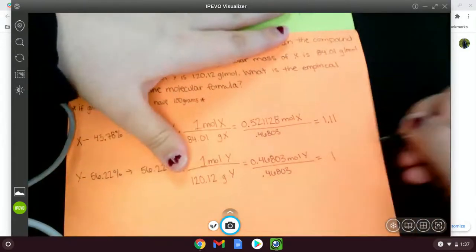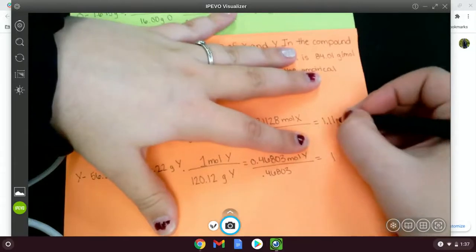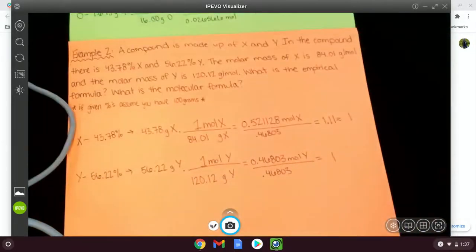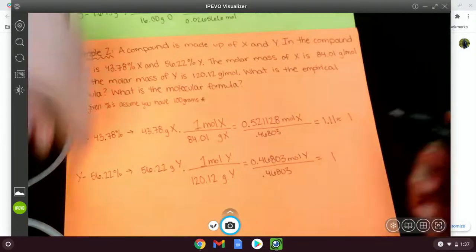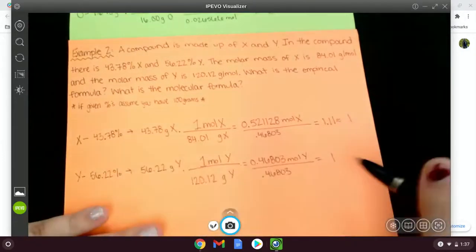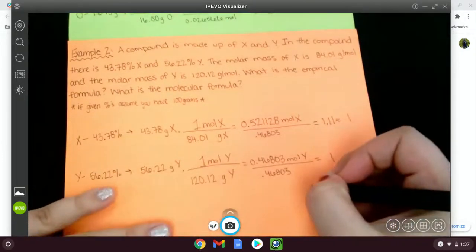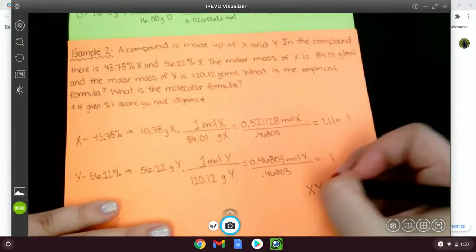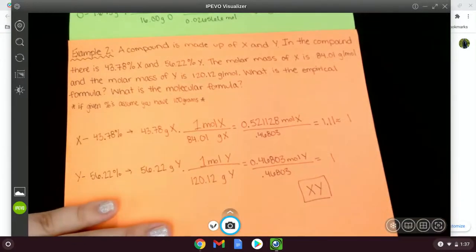Okay, so now step 3, we need to round to the nearest whole number. So 1 is already a whole number. 1.11 rounded to the nearest whole number is also 1. So here our empirical formula is going to be X with a subscript of 1 and Y with a subscript of 1. So it's just going to be XY.